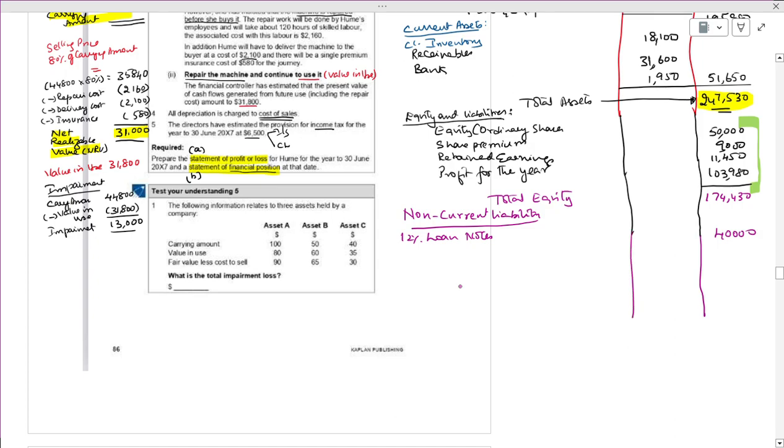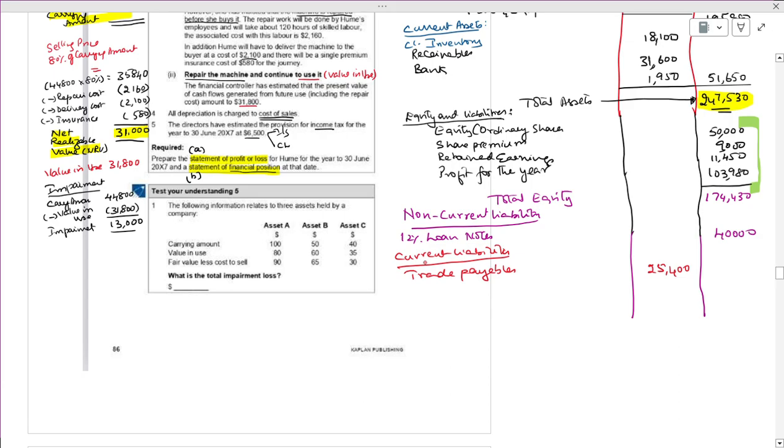Yes. Next, Ismail. Sorry. Hussein. Sumaya. Yeah, Sumaya. Yes. Next, what? Current liability. Current liabilities. Good. What is in current liabilities? Trade payables. How much are the trade payables? 25,400. Good. Next. 25,400. Next, what is there?